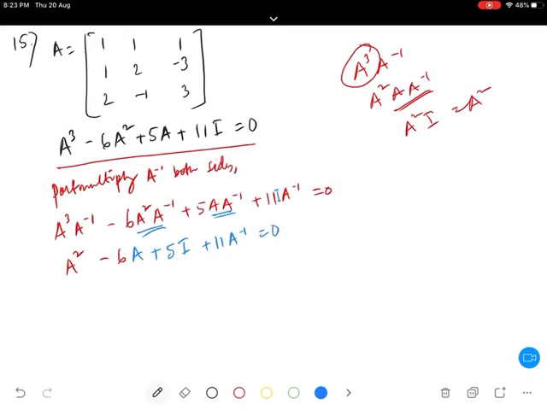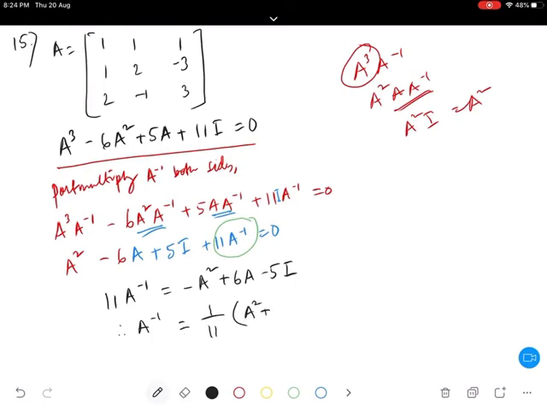Equal to 0. Right? Understood? And what do we need to find? We need to find this thing, so the others I will take to the other side. So what do I get? 11A inverse is equal to minus A square plus 6A minus 5I. Right? Therefore, A inverse is equal to 1 by 11 of minus A square plus 6A minus 5I. Okay?